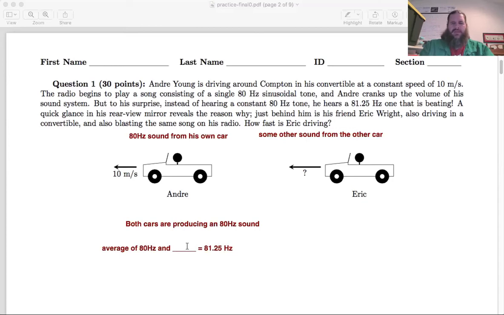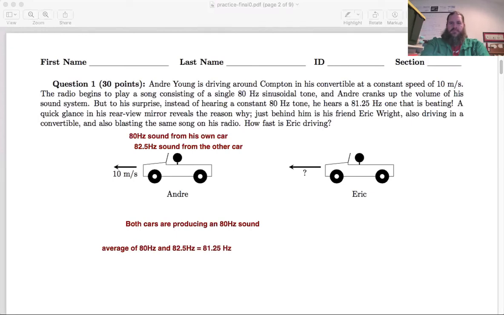So what would be another frequency such that 80 hertz and something average to 81.25? Maybe 2.5. Yeah, it should be 82.5 because 81.25 is exactly halfway between those. So 82.5 is the sound he's hearing from the other car. So he hears an 82.5 hertz sound from the other car. But that's not the sound the other car is actually producing. The other car is producing what sound? What did you say? What's the sound that Eric's car is actually producing?